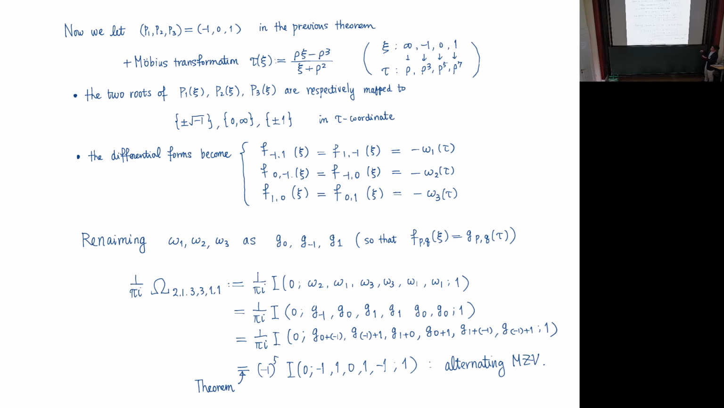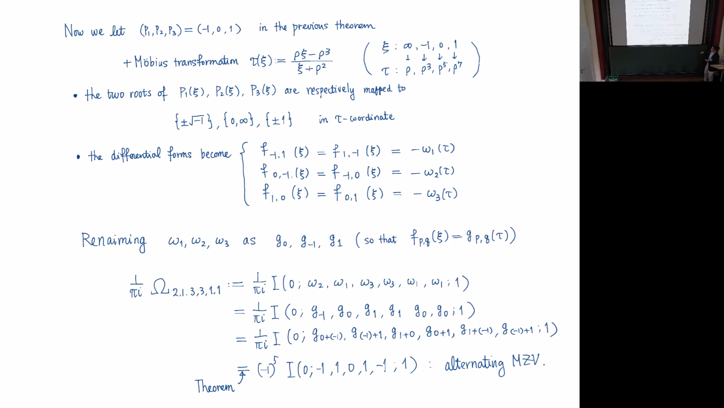In this case we have six differential forms whose indices are a pair of numbers, each either 0, 1, or negative 1, and there is a symmetry, so we have six of them. Particularly, if you consider the case when the two entries are different, negative 1, 1, or 0, negative 1, or 1, 0, and by the symmetry, they exactly become negative omega 1, negative omega 2, negative omega 3, the differential forms that appear in omega values.